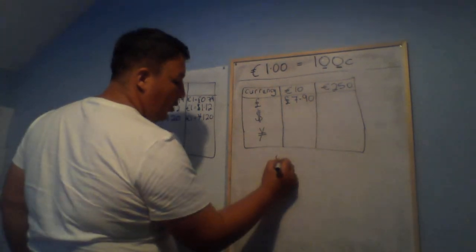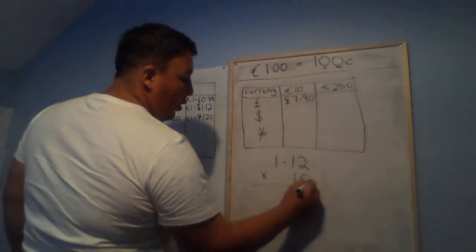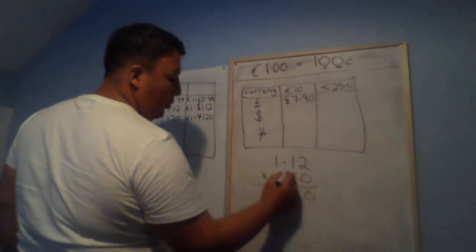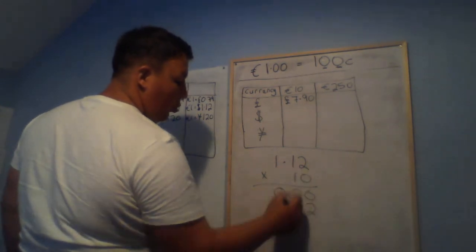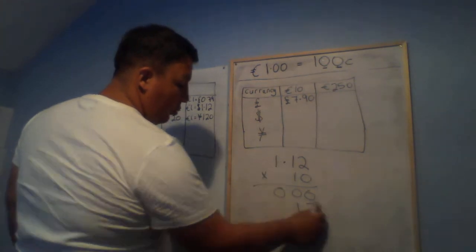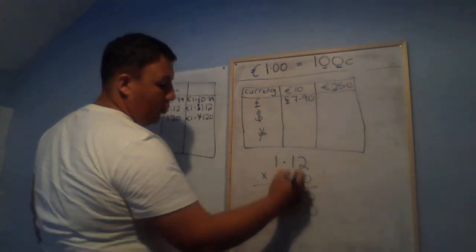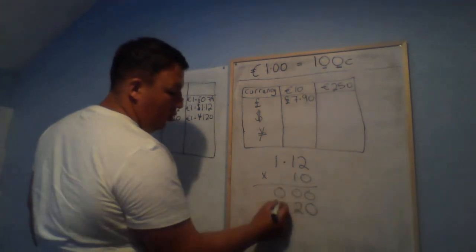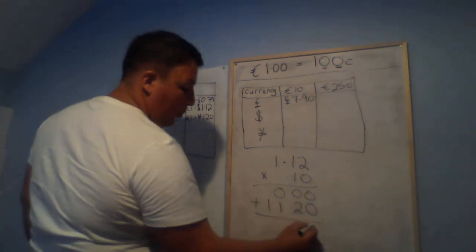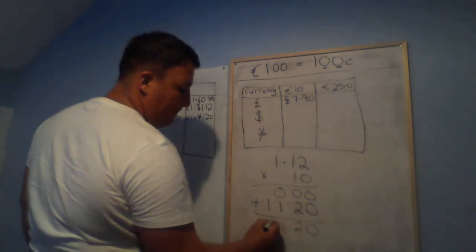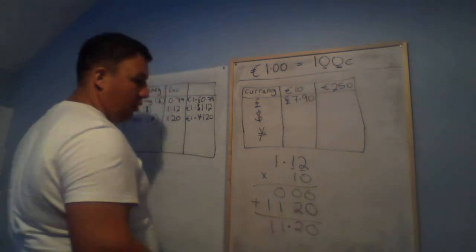We have our dollars. 1.12 multiplied by 10. 0, 0, 0, 0. 2 is 2, 1 is 1. Oh, I made a mistake there. That's me rushing now. Forgot to put down my 0. 1, 2 is 2, 1, 1 is 1, 1, 1 is 1. Okay. Add them up. 2 decimal places in our question, 2 in our answer.